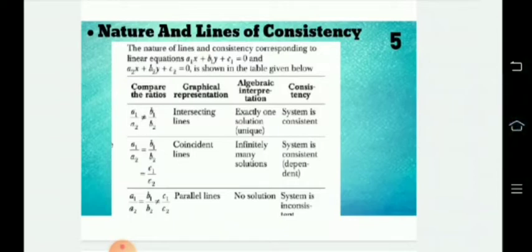Firstly, comparing the ratio, a1 by a2 is not equal to b1 by b2. When we compare the value of a1 by a2 with b1 by b2, if they are not equal, the graphical representation is intersecting. Intersecting lines means on the graph the two lines intersect, the graphs of the two equations intersect.